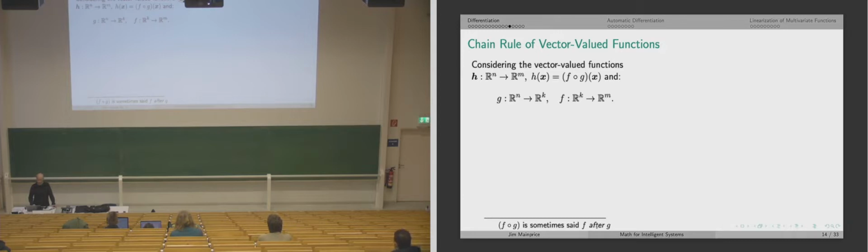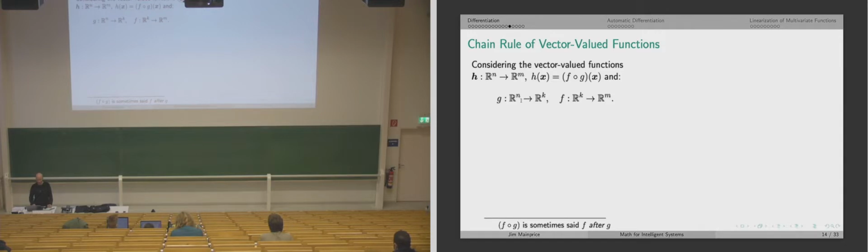You can also say f round g, which is the name of the operator, the composition operator between two functions. And so chain rule is all about computing first order derivatives of the compositions of two functions. And we talked about this last week in the case of having unidimensional functions, so functions that map from one single scalar to another scalar. Okay, so now we are considering the case where we have two multidimensional functions, so they map vectors to vectors.